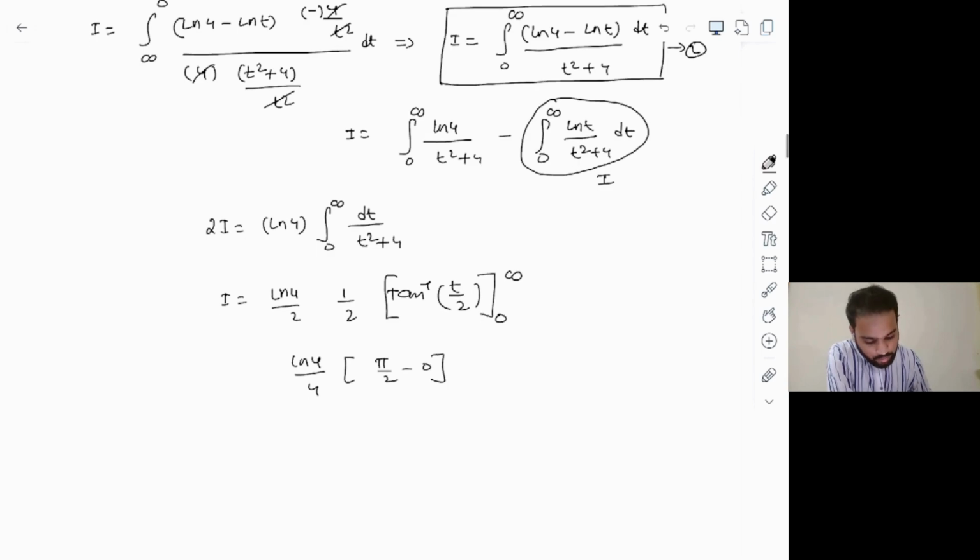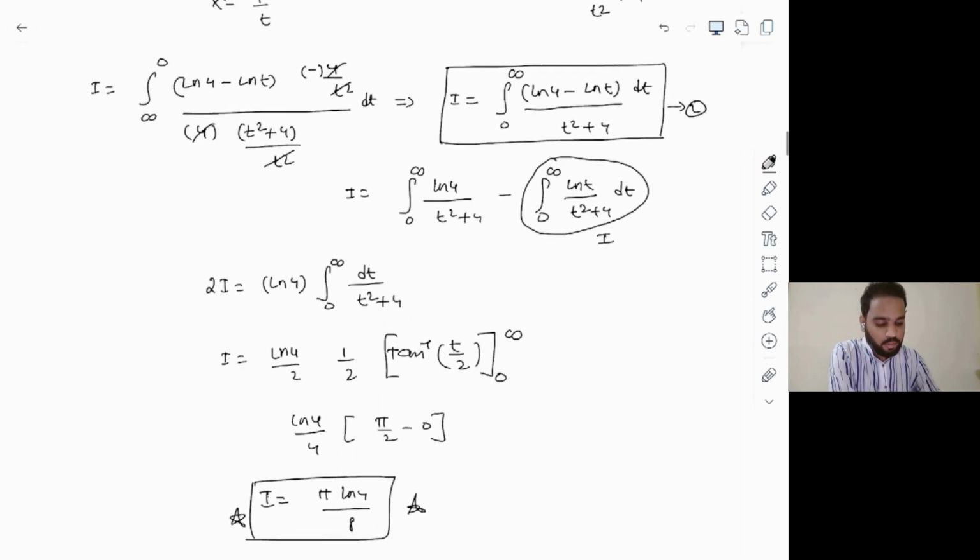So finally what we get is capital I is equal to pi into ln 4 divided by 8. So this is your required value. Okay. So as I told, this is a trick for this question.